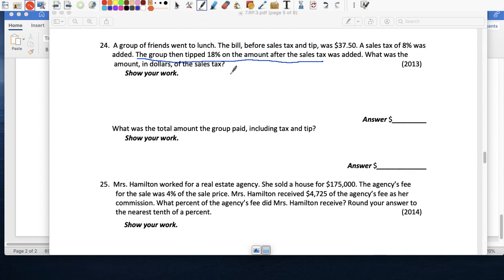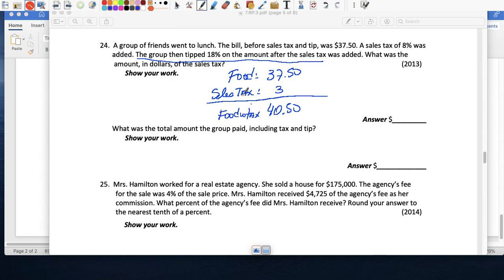So we have the food. So let's, what is it? Food. 37.5. Sales tax. Now, sales tax, and again, 37.5 times 0.08. So the tax itself is $3. Now, in this case, I'm adding these two together right away. So this is food with tax, because their group is tipping 18% on this amount.